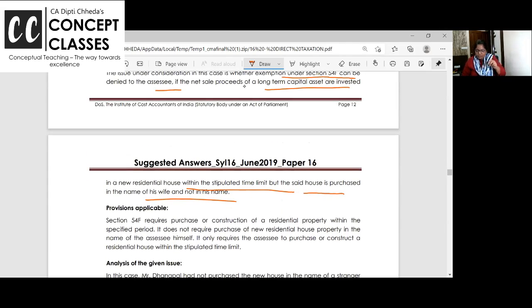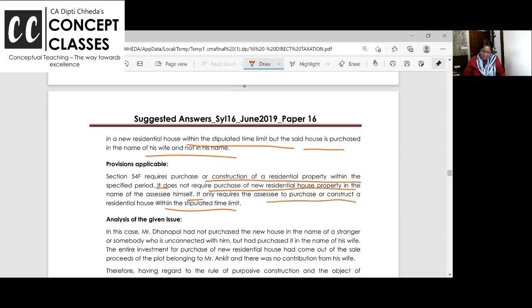The provision. What does 54F say? It says that you should purchase a house within the time. It does not require that purchase of house should be in the name of the assessee. It only requires the assessee should purchase or construct. The assessee should purchase 2 years forward from the date of transfer, or construct 3 years forward from the date of transfer. But the new house, whether you do it for yourself or in your wife's name, absolutely no problem. Right? Okay.